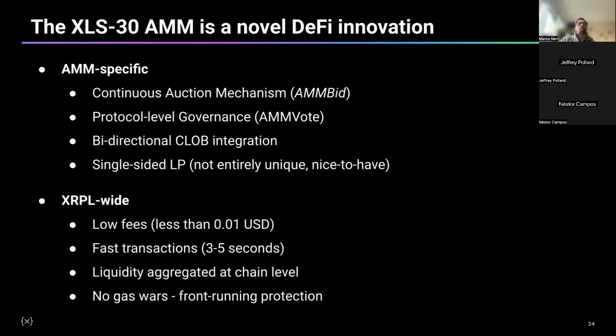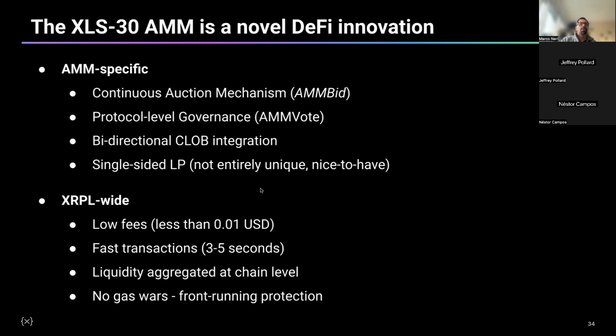So we're trying to innovate on the front of making people not be exposed to the risk of impermanent loss. Also, there's protocol level governance, in the same way that the community governs the addition of new features. The AMM leverages that same mechanism, and the integration with the central limit order book is also a big part of this.